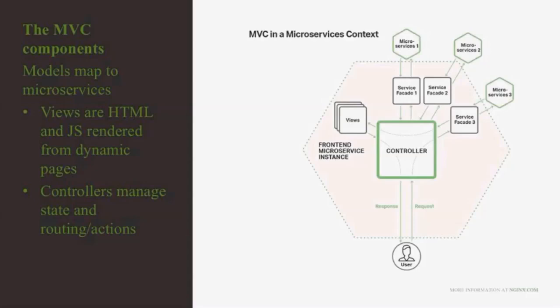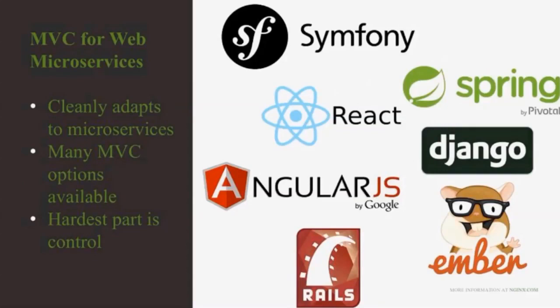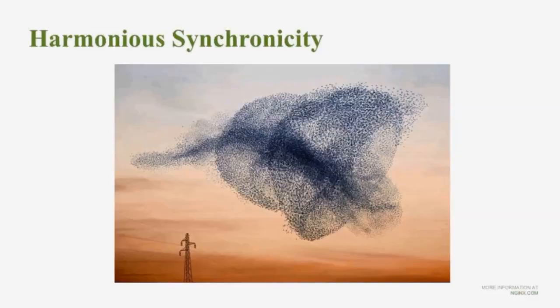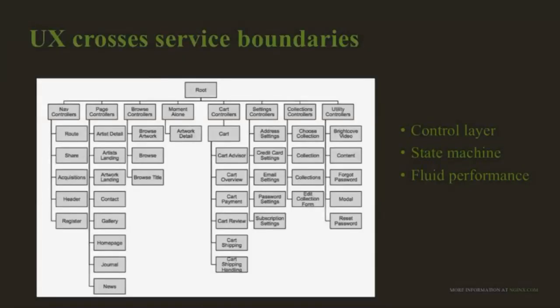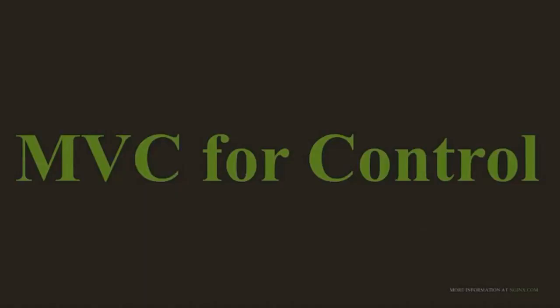The model view controller pattern has actually blossomed quite a bit in the web world. At this point, you can get any number of MVC systems for whatever language framework you like. We use Symfony in our reference architecture. I have used Spring. I built the e-commerce system using AngularJS, so we put all of it into the JavaScript environment. But this allows you to cleanly adapt your application to the microservice system. And really the hardest part about building the whole thing is the control layer. As you can see in the application back-end slides here, this is what you end up having to do in your application. So that control is really important.